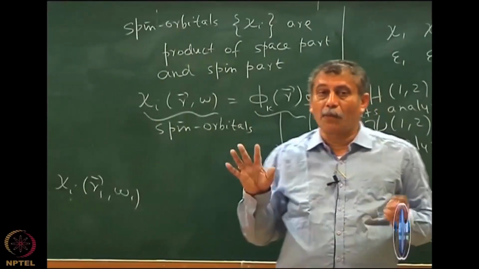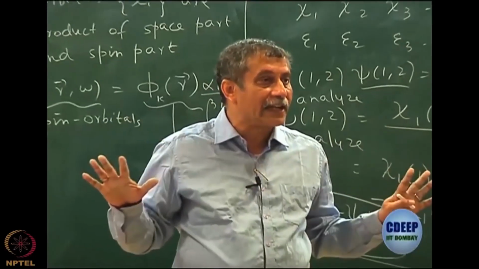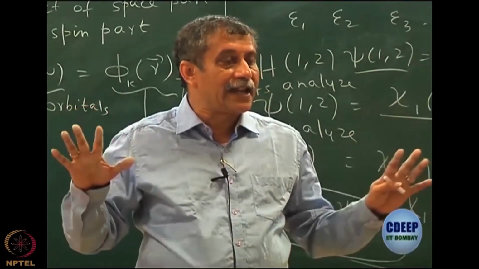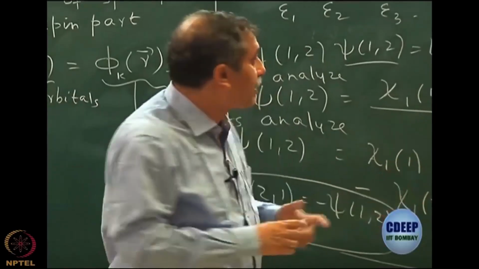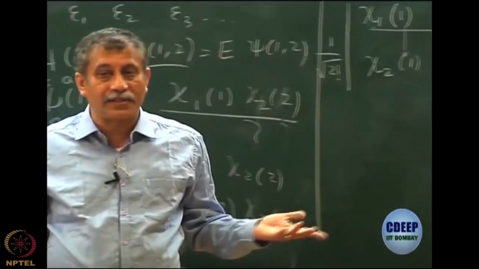For n particles, how many spin orbitals will be required? N. Now from the discussion it is very clear, at least n are required, otherwise it will become 0, and the determinant also shows that if any 2 rows become equal, the determinant is 0.